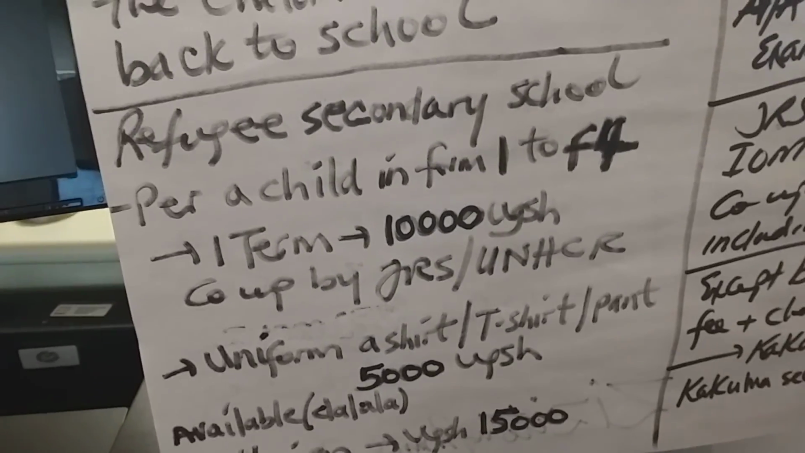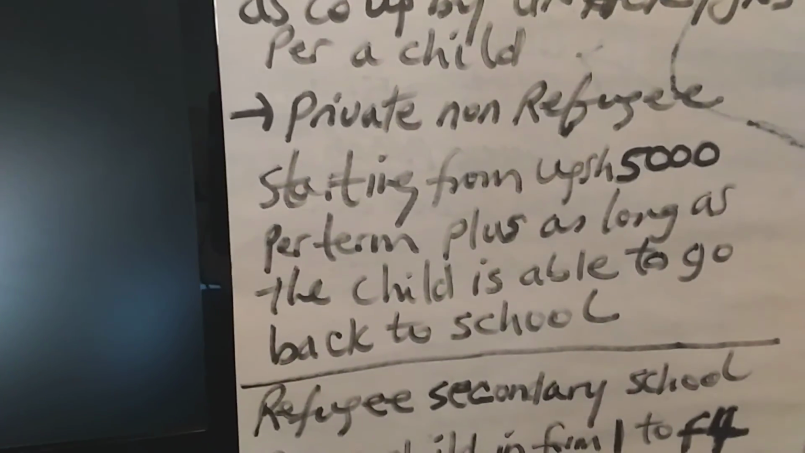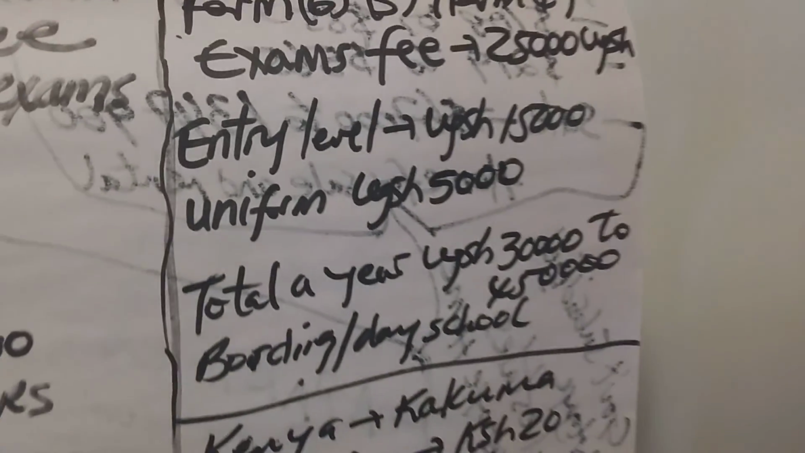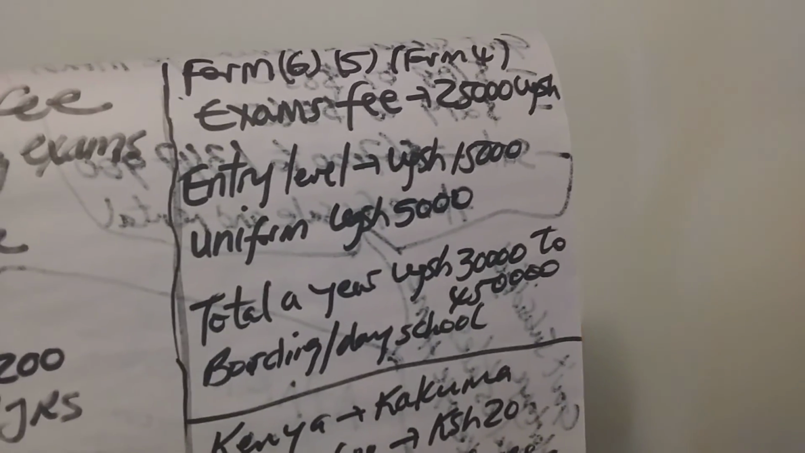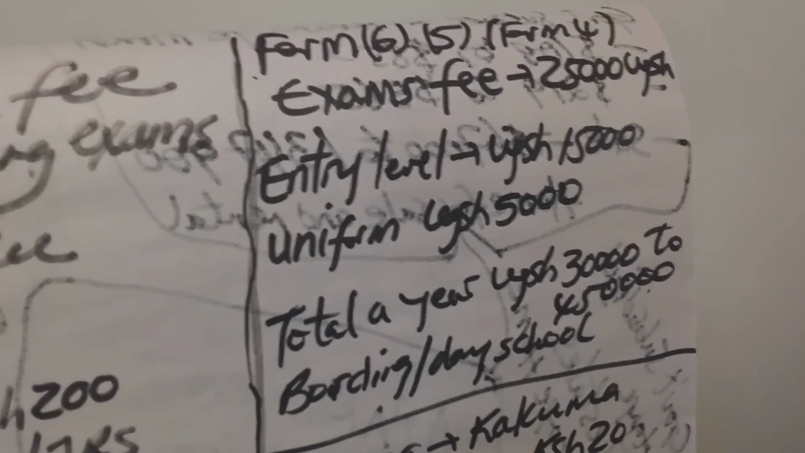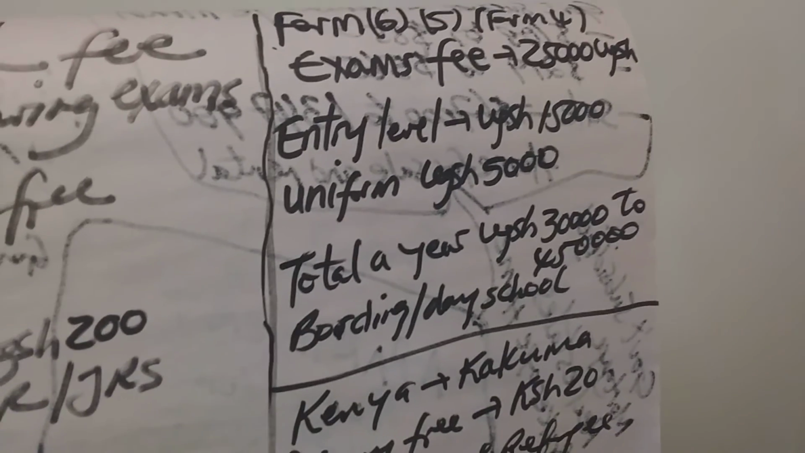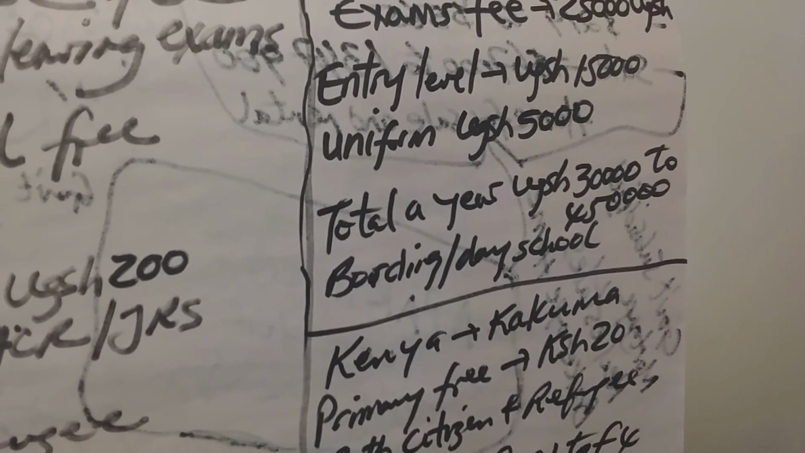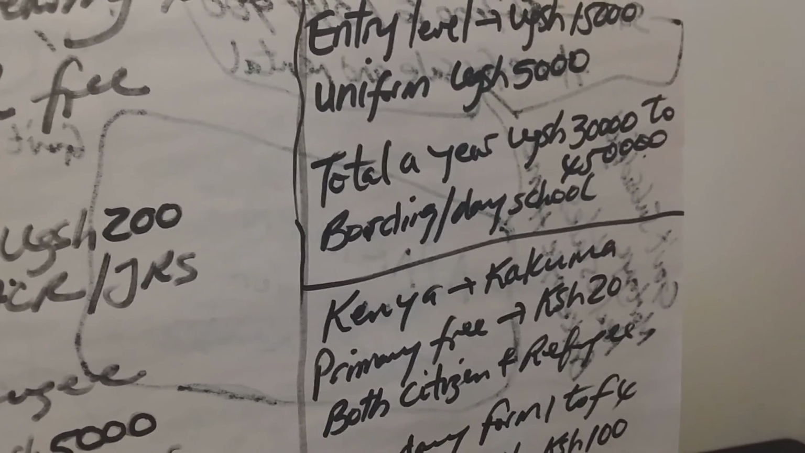If it comes to you did not pay for a year, they keep asking, and then the fee goes to 45,000, or 40,000, or 30,000, or 35,000 you have to pay. So because there are some other charges which they normally deduct. And then from Form 6, from Form 5, and then from Form 4, examination fee is 25,000. Entry levels is 15,000, and then uniform is 5,000, which is 20,000, sometimes 15,000. So per year that is roughly 30,000 or 35,000. Okay, a total a year that is Uganda shillings 30,000 to 45,000.